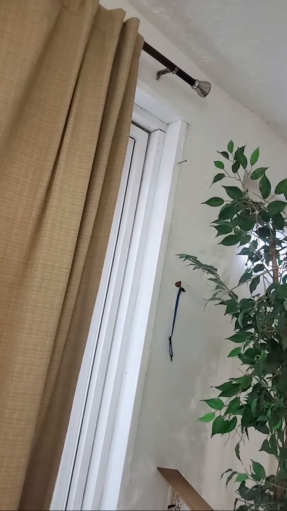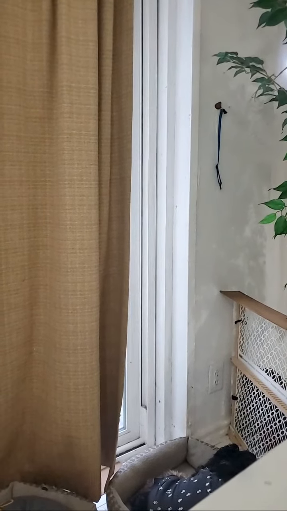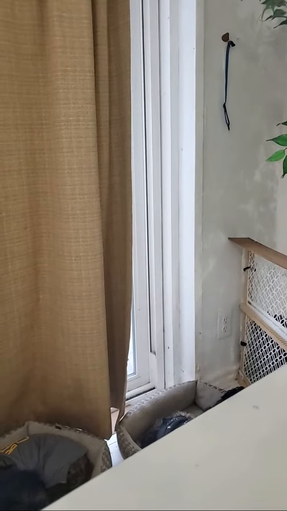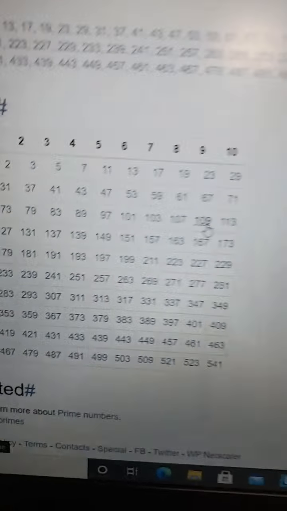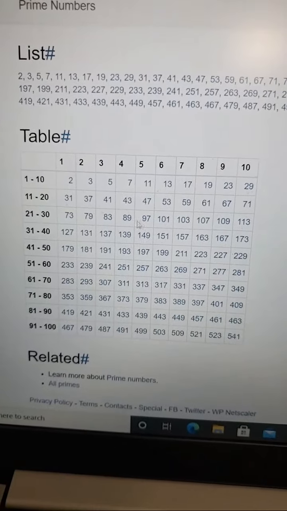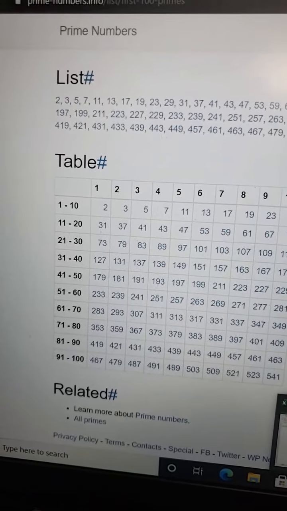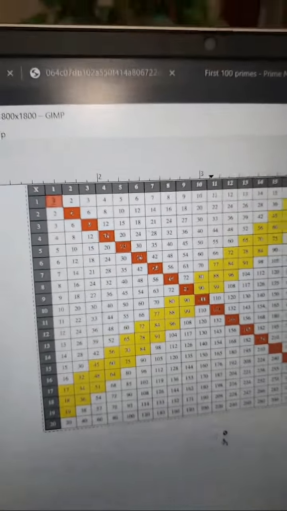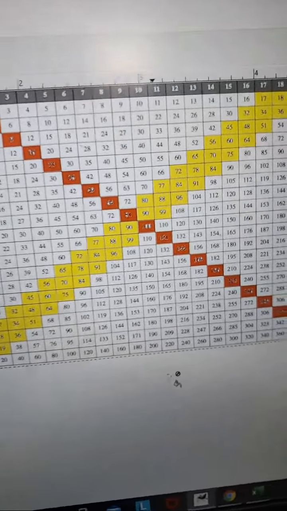Let me look this up real quick. List of first 100 primes. Okay. So let's say, okay, 97. Let's pretend we don't know that 97 is prime. I'm gonna write down, we don't know that 97 is prime. And we're like, is 97 prime?